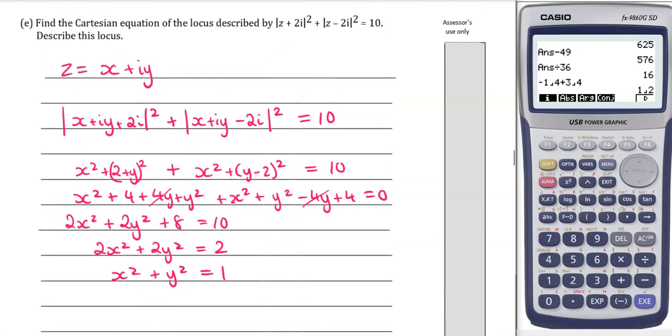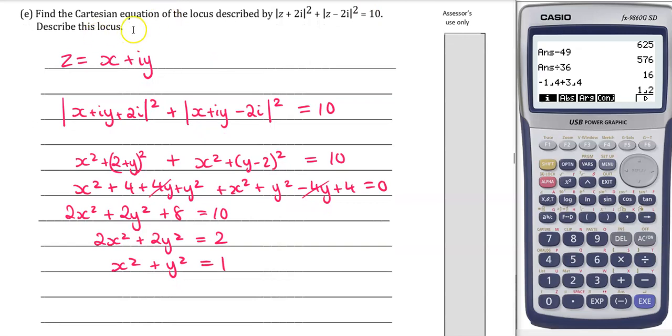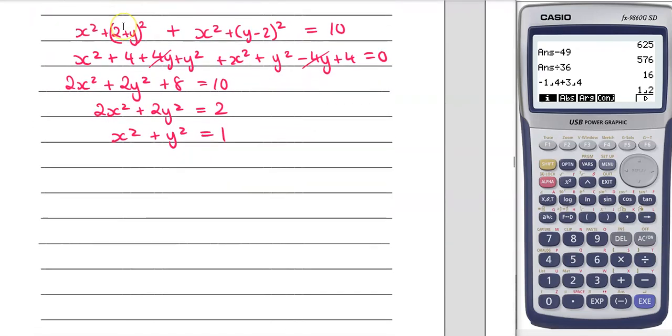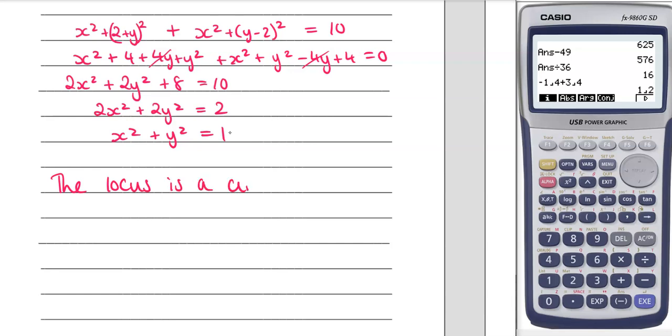Okay, so we've got down to the Cartesian equation, and then we need to describe this locus. From here you need to recognize that is the equation of a circle. Now, the center of the circle is always given by what is inside of the x part and the y part squared. Well, at the moment there's nothing inside there, so it's actually going to be centered at the origin. And this part here is what gives you the radius. The square root of that is the radius. So the radius is 1.